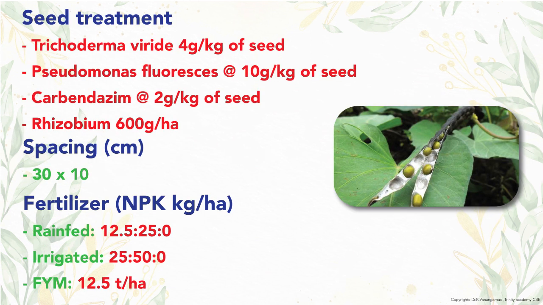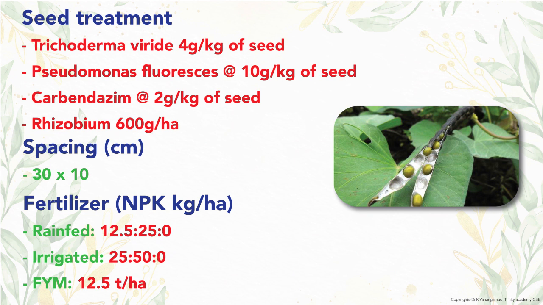Seeds are treated with 4 gram of Trichoderma viride for 1 kilogram of seeds. The fungicide carbendazim is also treated at the rate of 2 gram. Biofertilizer like Rhizobium is inoculated at the rate of 600 gram for 1 hectare. Optimum spacing for green gram is 30 by 10 centimeter. For rain-fed crop, the recommended fertilizer dosage is 12.5 to 25 kg of NPK for 1 hectare, while for irrigated crop it is 25 by 50 NPK.